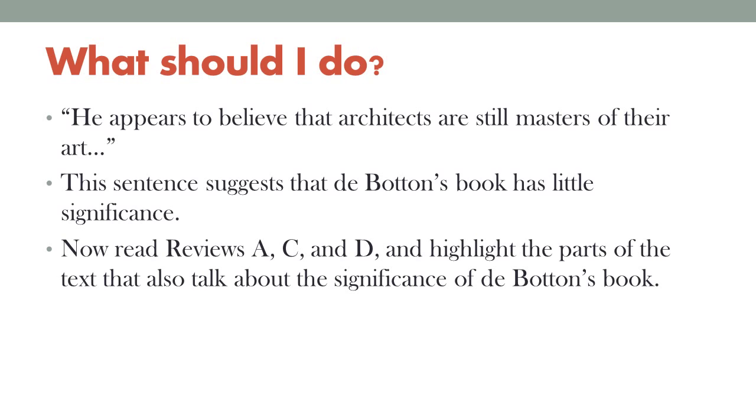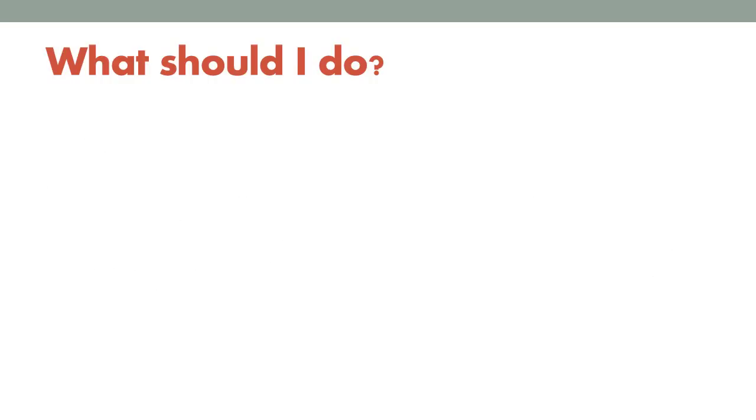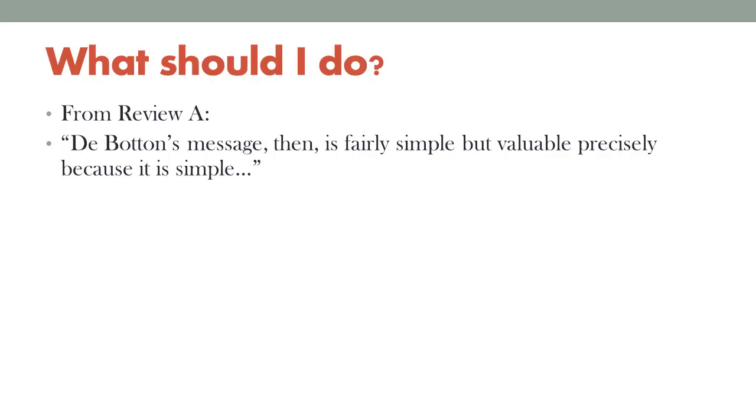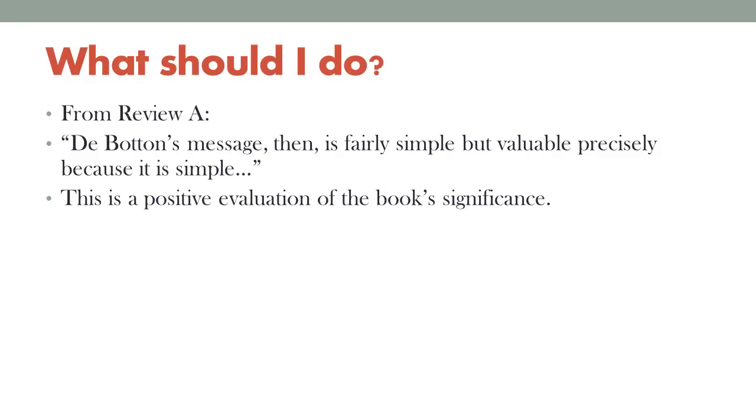So now have a look at the other three reviews, and you're just going to look for the parts of the text that will actually talk about the significance of de Botton's book. So again, pause and have a look, and then we'll check in a second. Okay, so here from review A, we find this sentence. You can check to see the whole of the sentence. That's a positive evaluation of the book's significance. So here the reviewer doesn't share reviewer B's opinion.